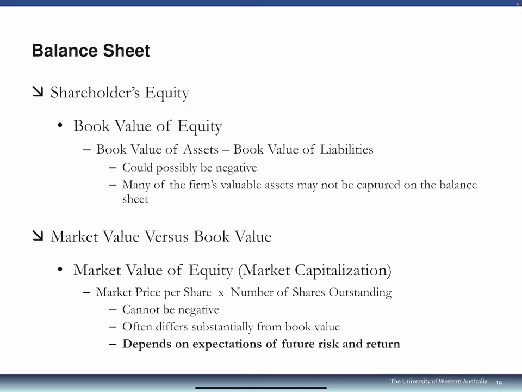This market value of equity often differs substantially from book value, because book value of equity tells you what you have at one point in time, really what you have on paper. But market value of equity depends on expectations of future risk and return, because it comes from the market price of a share, and share price reflects people's expectations. When an investor is making up their mind whether to buy a company's shares, what they care about is that the company in the future will bring back some dividends, some income to them. So they want to think about the future growth opportunity of the company. The investor is not buying a company for what they have today on paper, on the book value of equity side. The share price she's willing to pay is a way to express her expectations of future risk and return of this company.